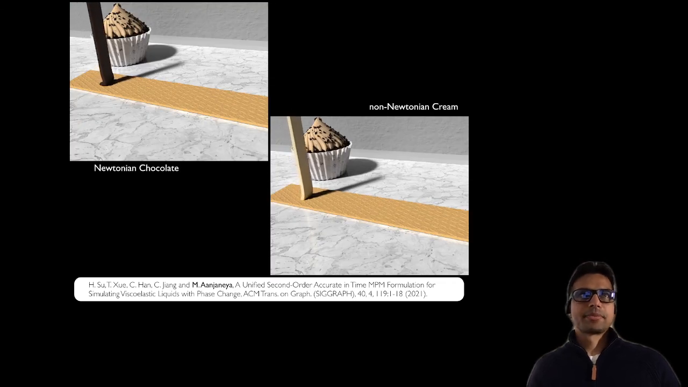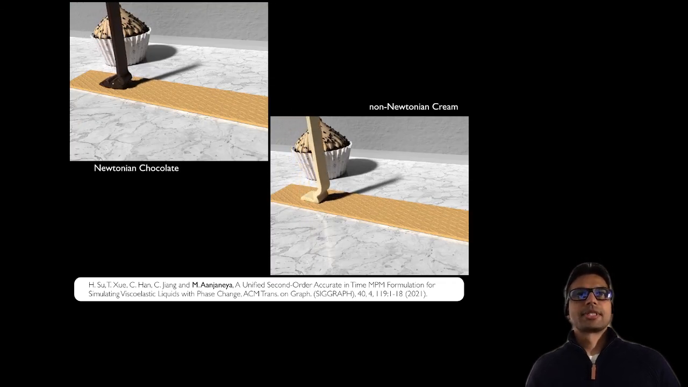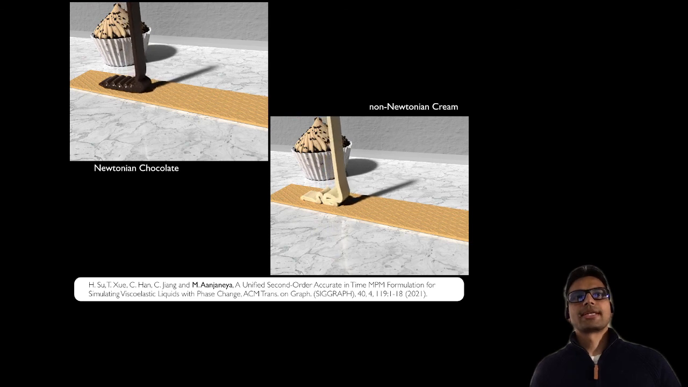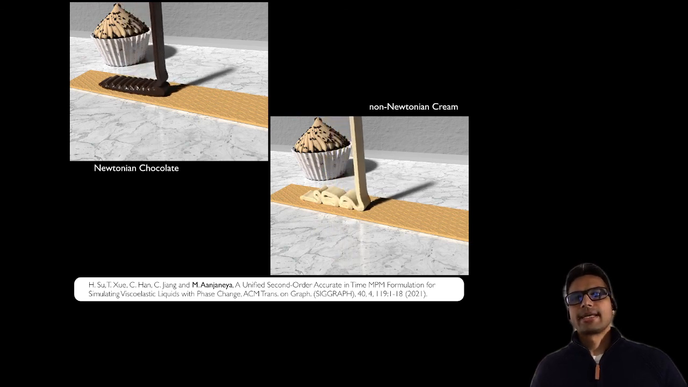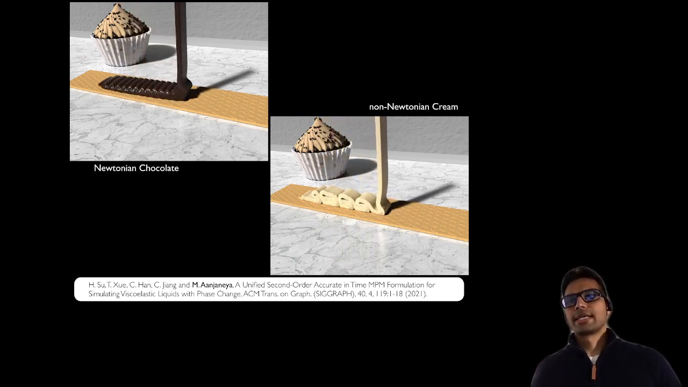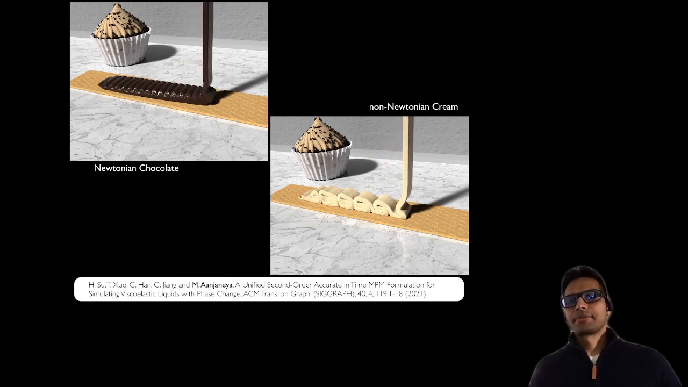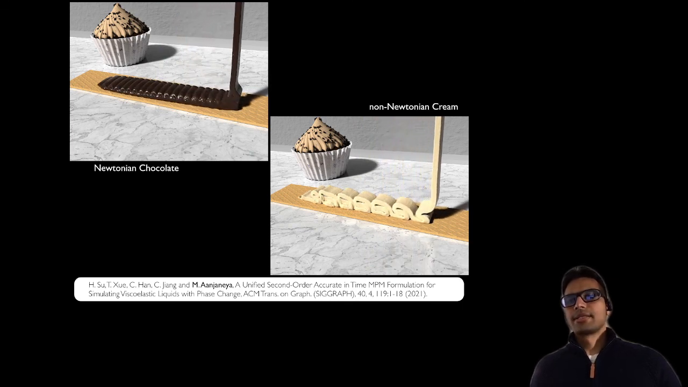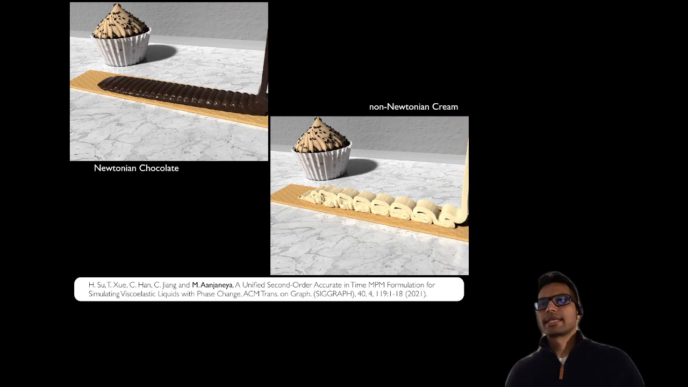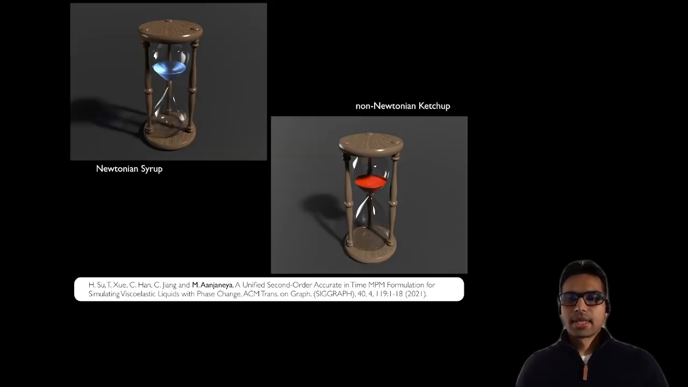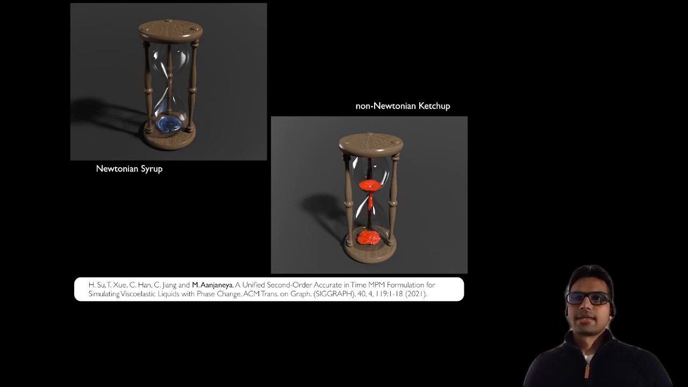So here are some other examples showing symmetric buckling of Newtonian chocolate on the top left and asymmetric buckling of non-Newtonian cream on the bottom right. And again, these are through the same code just by changing parameter values. Similarly, we can simulate Newtonian syrup that again exhibits symmetrical rope coiling, and non-Newtonian ketchup that drops at a very irregular rate.